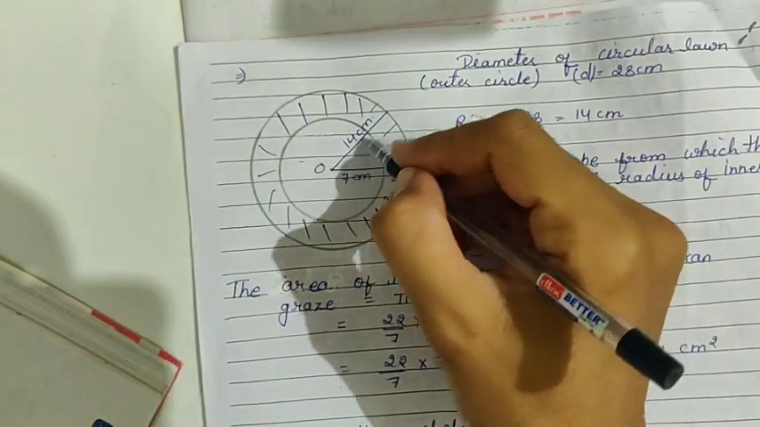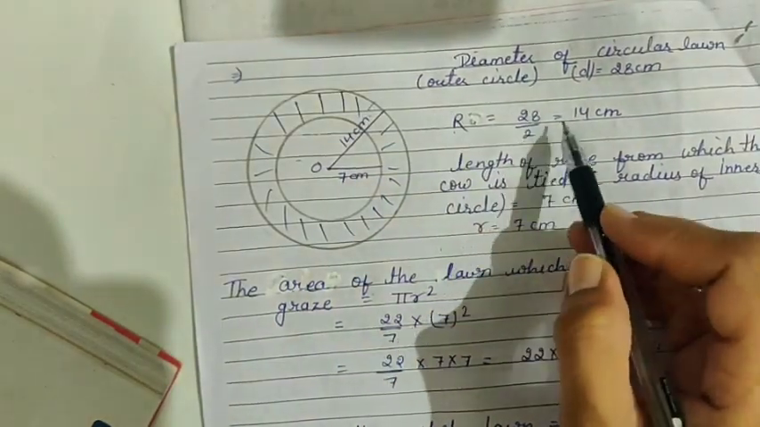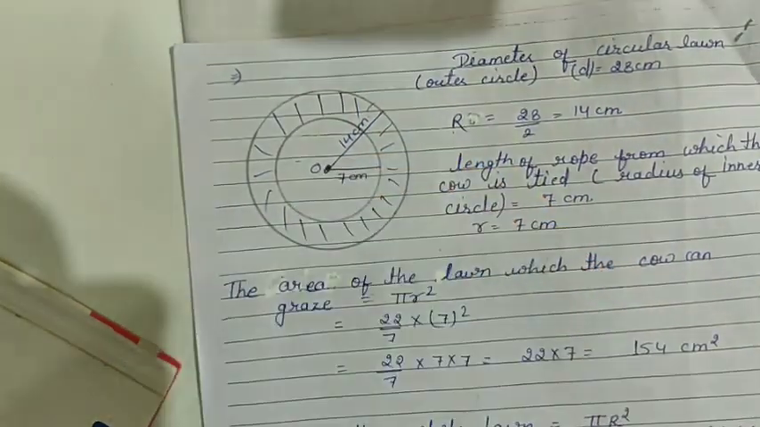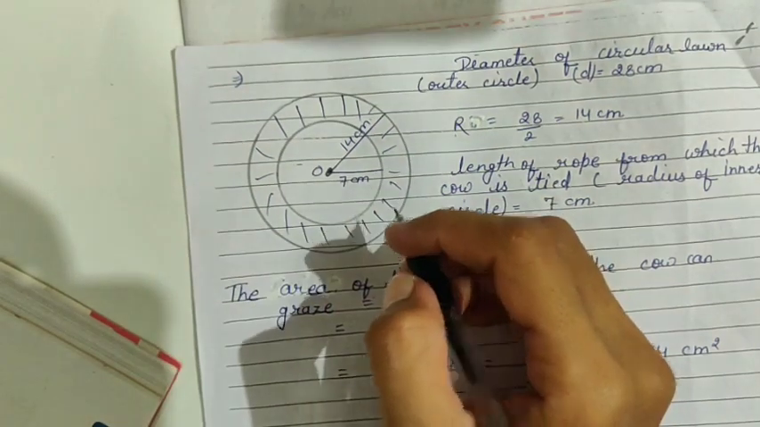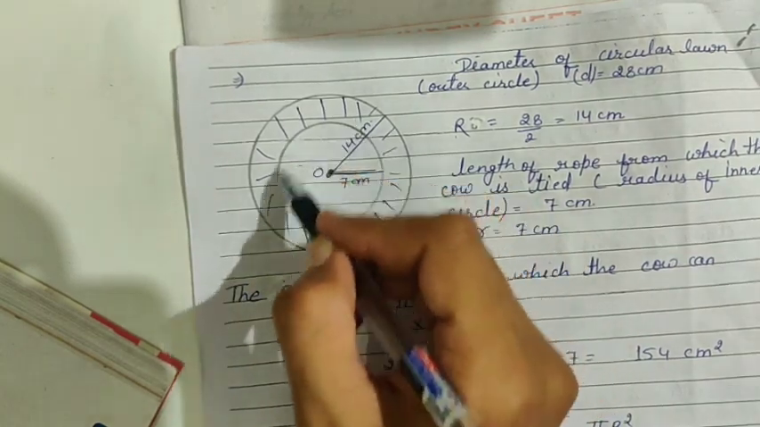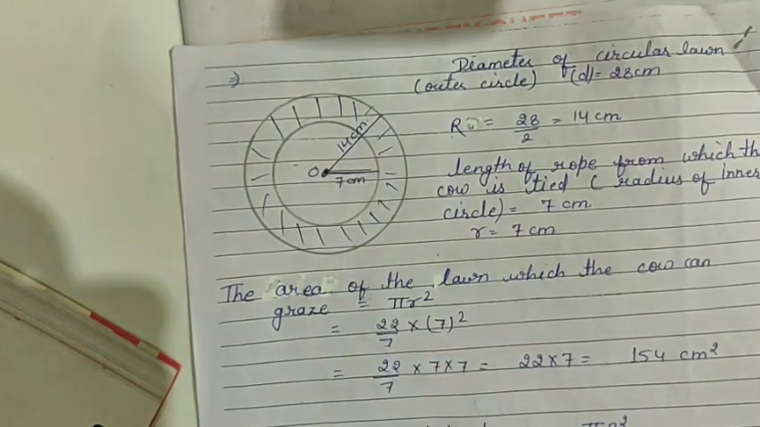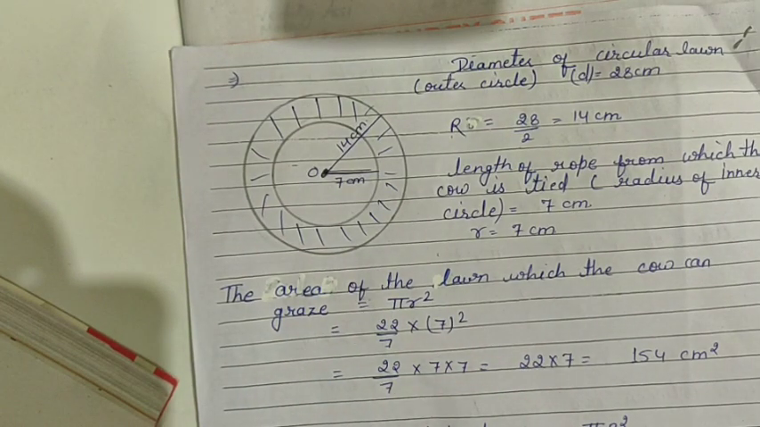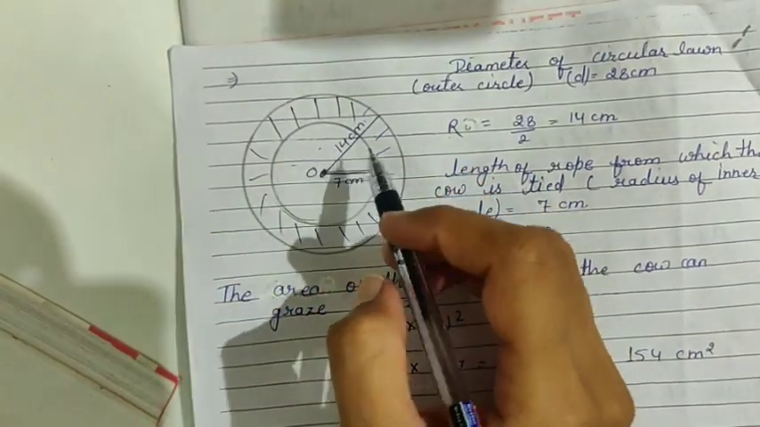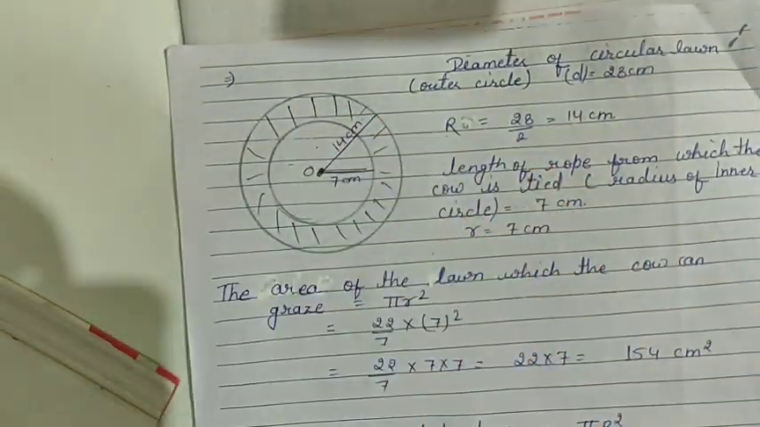It means its radius will be 14 centimeter. Capital R is equal to 28 upon 2, which is equal to 14 centimeter, and a cow is tied here, and the length of the rope of the cow is 7 centimeter. It means the cow can graze this area. So we have to find the area of the lawn which the cow can graze, and also find the remaining area of the lawn. This is the remaining area of the lawn which the cow cannot graze.